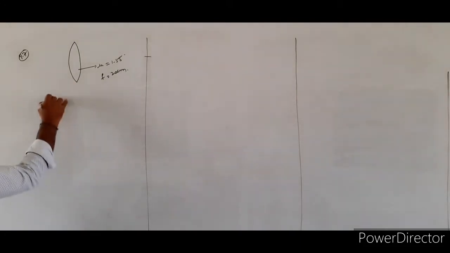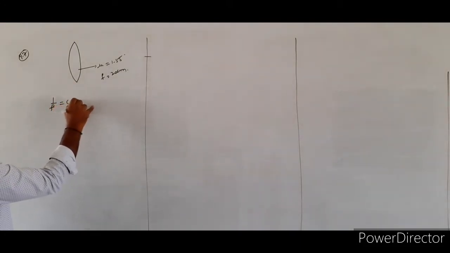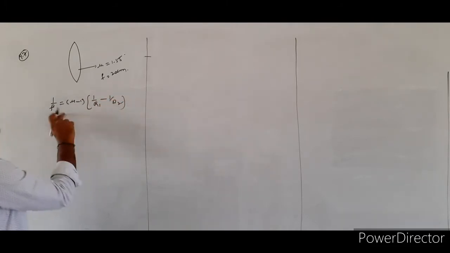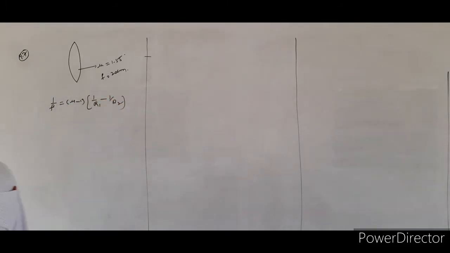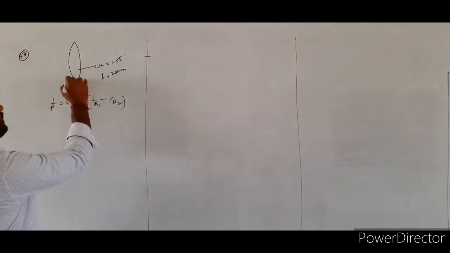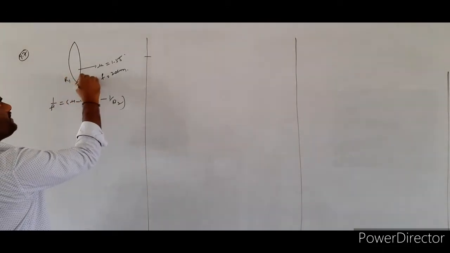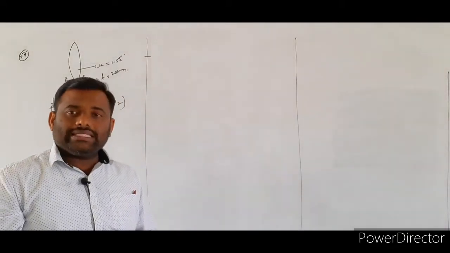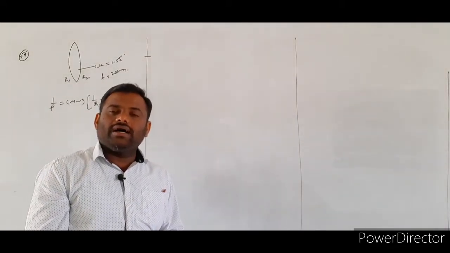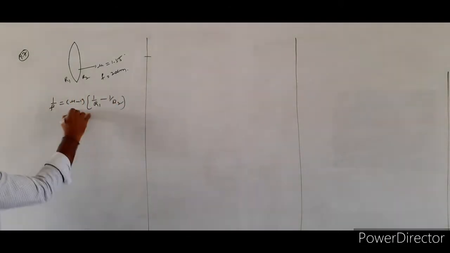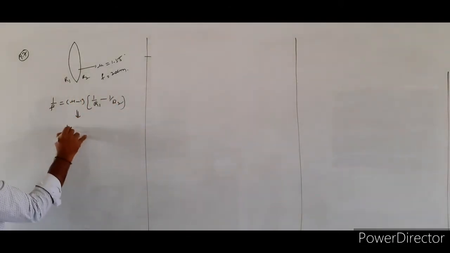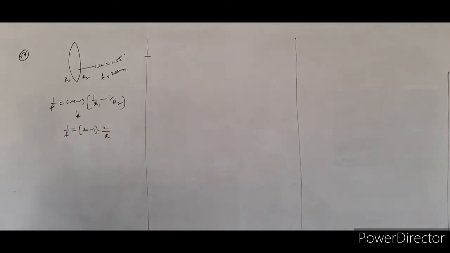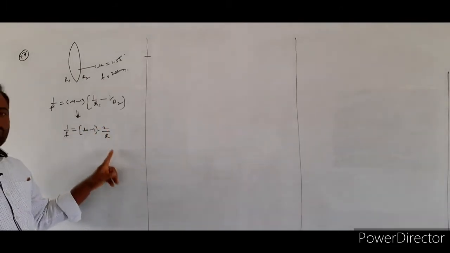In the case of the lens maker's formula, we know the formula 1 by f is equal to what? Mu minus 1 into (1 by r1 minus 1 by r2). What is the r1? Radius of curvature of the first surface. r2 will be the radius of curvature of second surface. Whenever it is specified that both the surfaces are having the same radius of curvature, this formula becomes 1 by f is equal to (mu minus 1) into 2 by r. 1 by f is equal to what? (Mu minus 1) into 2 by r.